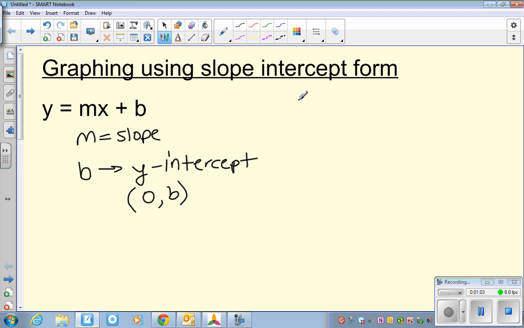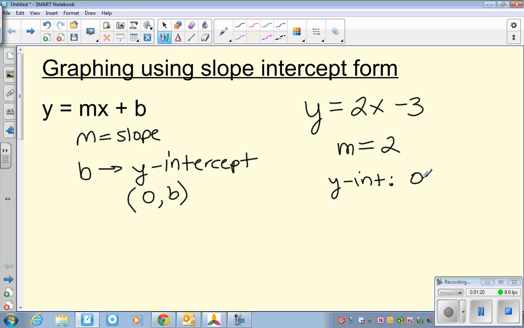So for example, if I have the equation y equals 2x minus 3, my slope is going to be 2, and my y-intercept is negative 3. Well, if I put that in a point, I have the point 0, negative 3. Notice how I took the sign with me. Because it was minus 3, that means the y-intercept is negative 3. So it's very important that you pay attention to the sign here. If it was plus 3, this would be 0, 3. But it's minus 3, so it's negative 3.